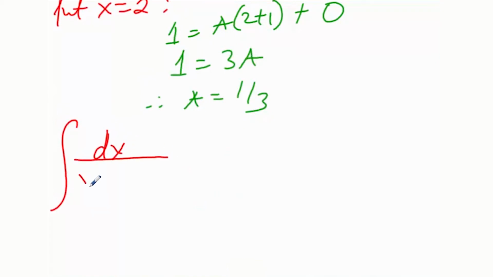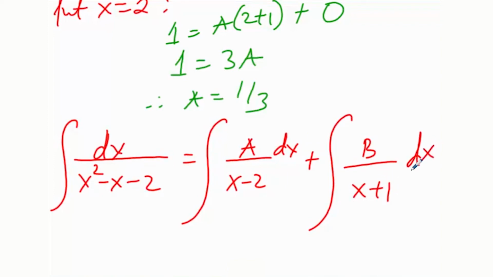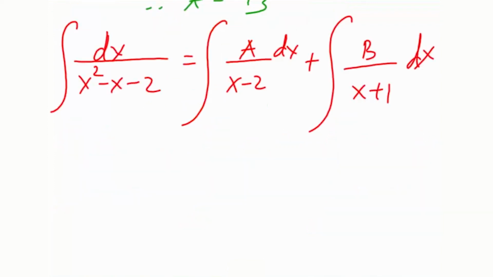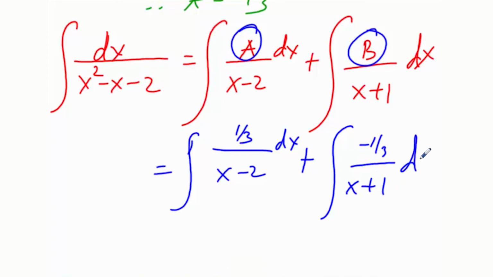So I go back to my equation: the integral of dx over x squared minus x minus 2 is going to give me the integral of A over x minus 2 dx plus the integral of B over x plus 1 dx. All we need to do is substitute the values for A and B. A is 1 over 3, so I have the integral of 1 over 3 times 1 over x minus 2 dx, plus the integral of minus 1 over 3 times 1 over x plus 1 dx.